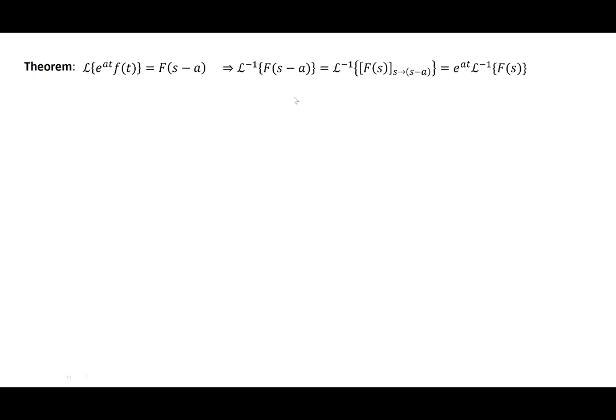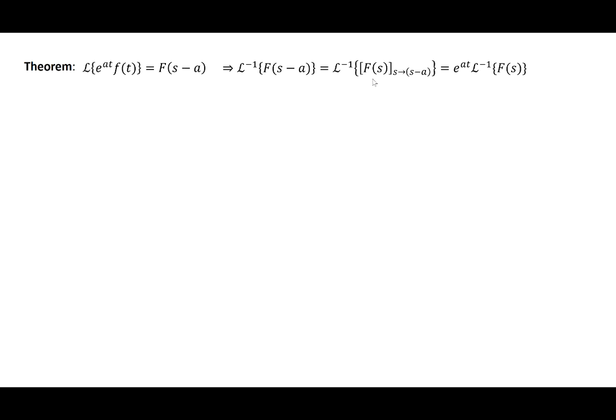But then there's a slightly better way of looking at it, which is to look at F of s minus a as F of s to which some shift has been applied, s shifted by s minus a. The moment you do that, the shift can be accounted for by multiplying by e to the at. And all we need to do is e to the at times f of t. f of t is nothing but the Laplace inverse of this F of s.